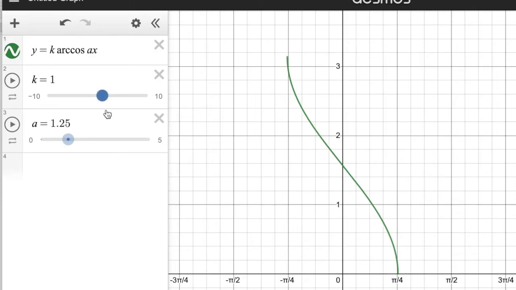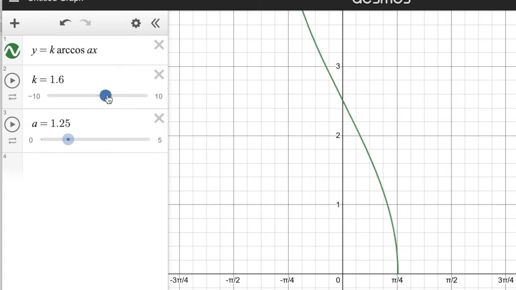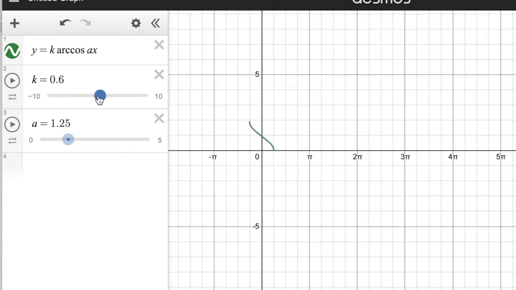Transformations in Desmos. So the k is a really obvious one. It stretches it up. Let me just change my view slightly. So you can see as I make k bigger, it stretches it up further. As I make k smaller, it stretches it down. If k goes negative, it flips through the x-axis. So that one's really obvious. I'll just set that back to 1.